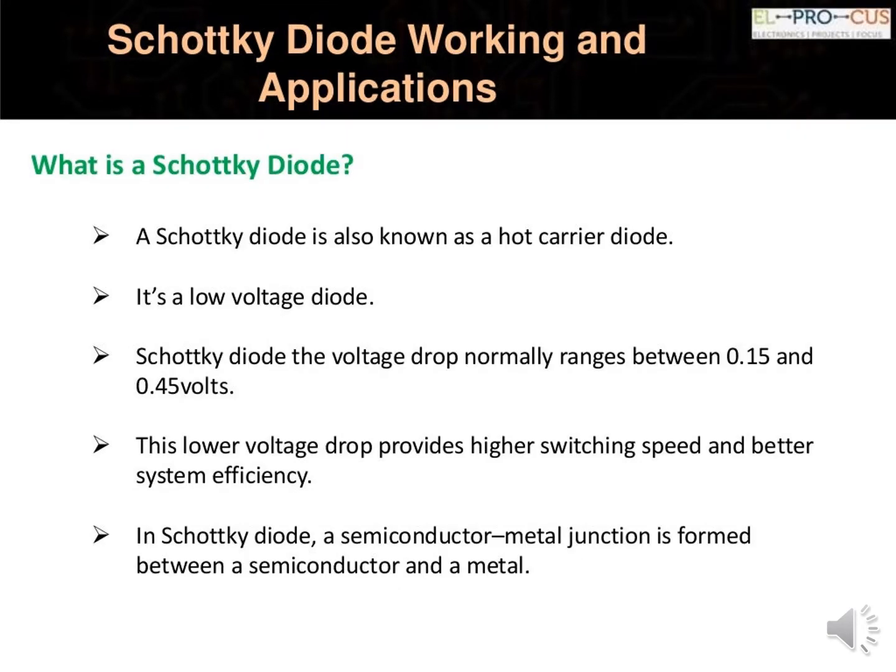This particular Schottky diode is also called a hot carrier diode, and it is a low voltage diode. Normally the voltage drop of this diode ranges from 0.15 to 0.45 volt, and this low voltage drop produces higher switching speed and better system efficiency. In general it has a semiconductor-metal junction which is formed between the semiconductor and a metal.